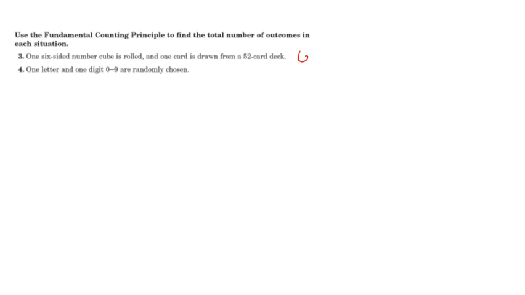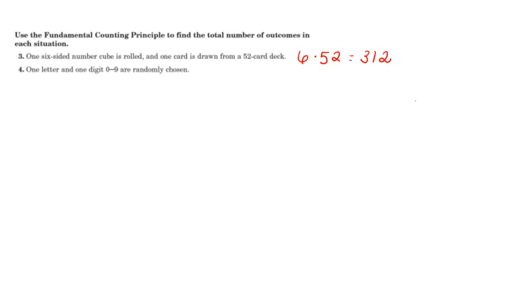So 6 for the number of sides on the cube, and then times 52, the number of cards in the deck. And that gives me 312 different combinations that I can have. So 312 different outcomes. So I could have a 5 and the 10 of spades. 10 of spades? That sounds weird. Yeah, 10 of spades. All right.